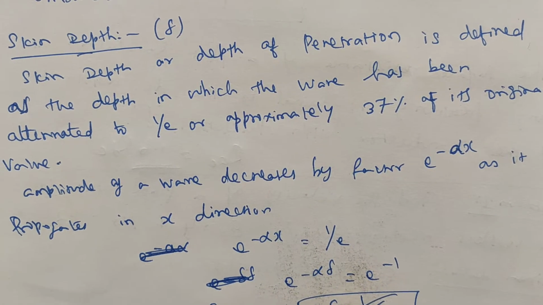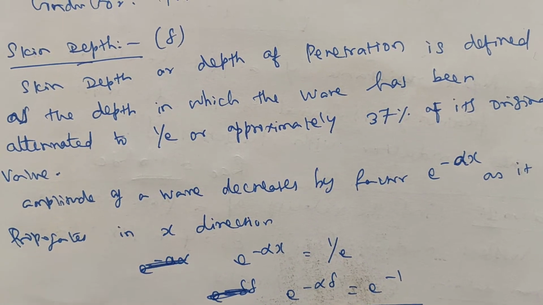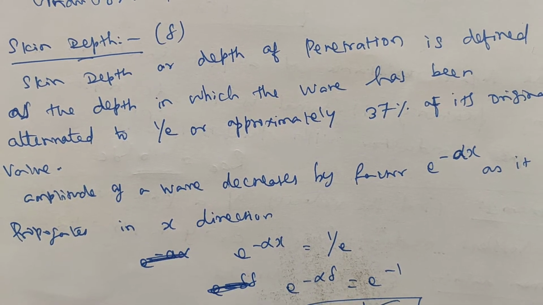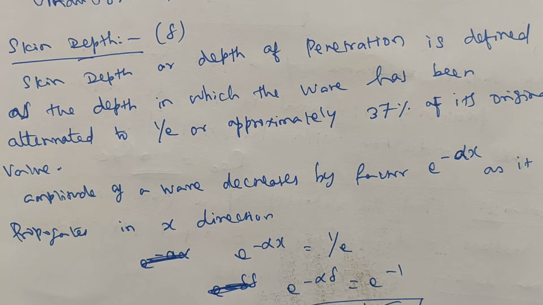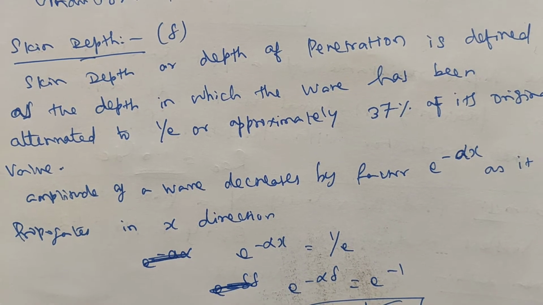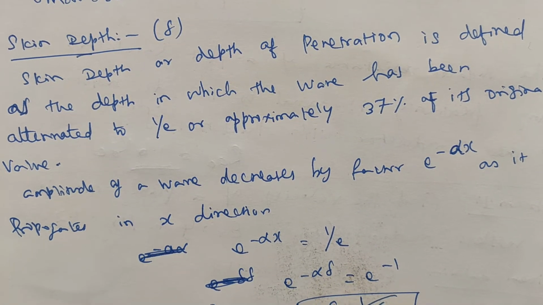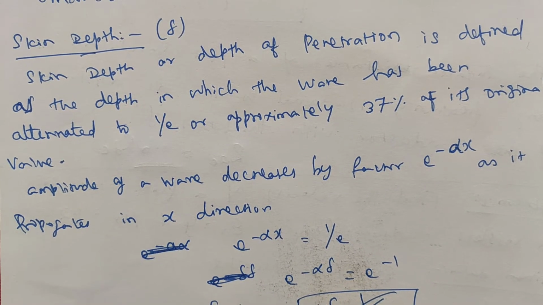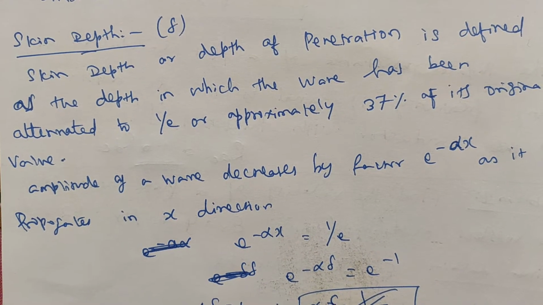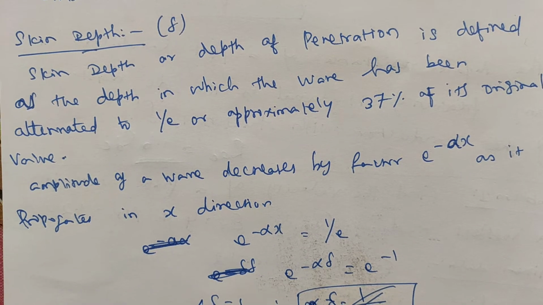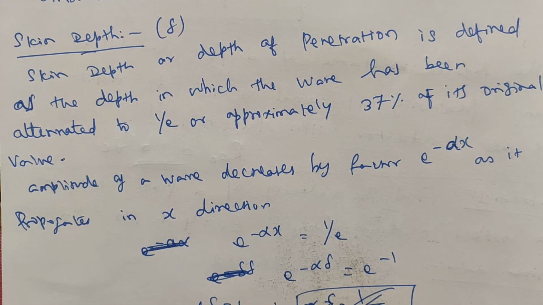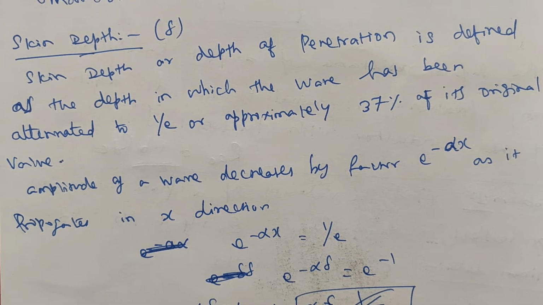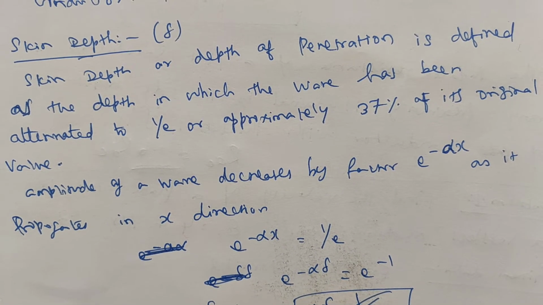Let me repeat it. Skin depth or depth of penetration is defined as the depth in which the wave has been attenuated to approximately 37% of its original value. That is, a wave will enter into a conductor with a particular magnitude. So depending on the thickness, the wave will penetrate. Not only the thickness but also the frequency of the signal.